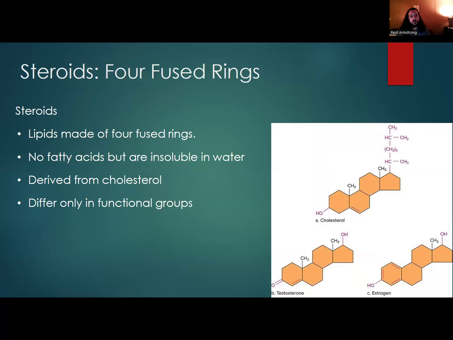Steroids are going to be 4 fused rings. Steroids are lipids made of 4 rings. No, they have no fatty acids, but they are insoluble in water, which means they don't break down easily in water. They are derived from cholesterol and differ only in functional groups. So different steroids are going to be based on the functional group that's attached to them. But just know that steroids are lipids made of 4 fused rings.